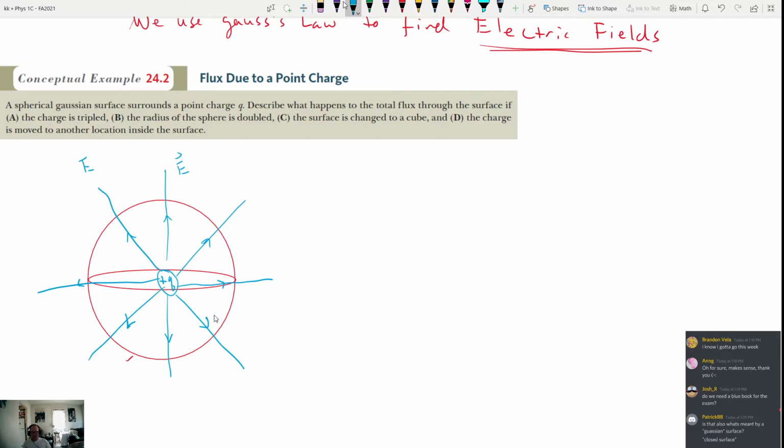There's our surface. And I tell you the charge has a size Q that's inside of it, and we give you the surface here, and let's say that the surface has a radius. Let's put a radius on here. So the radius of our surface here is going to be little r. What is the flux through this surface? What's the total flux through this surface equal to?